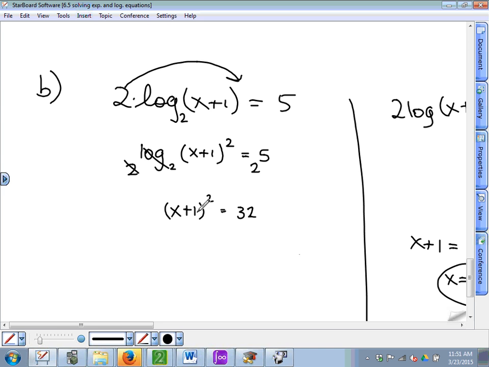Now, x plus 1 is being squared. What gets rid of the squared? Okay, so square root to both sides. And then you have x plus 1. What is the square root of 32? 5.66? I agree and disagree. Plus or minus. Hey! Woo! Nobody in my last class remembered. Whenever you take a square root, it's always plus or minus.